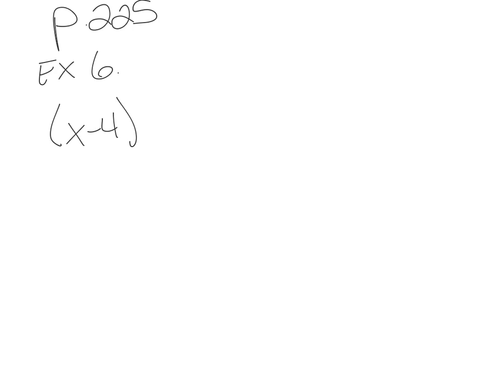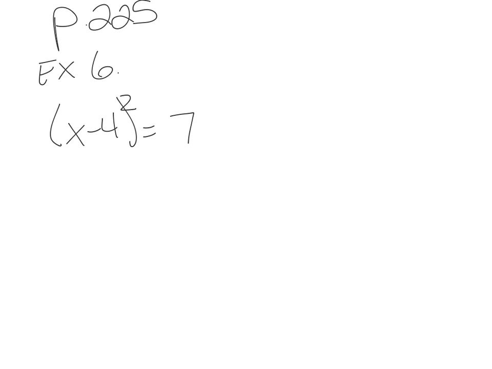All right, we're starting on page 225. Example 6 is where we left off. The directions for example 6 say solve using the square root method. And the question is (x minus 4) squared equals 7.